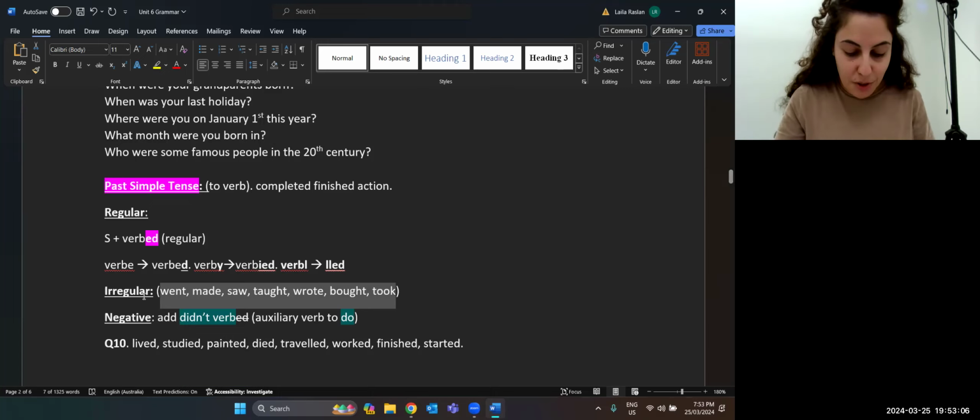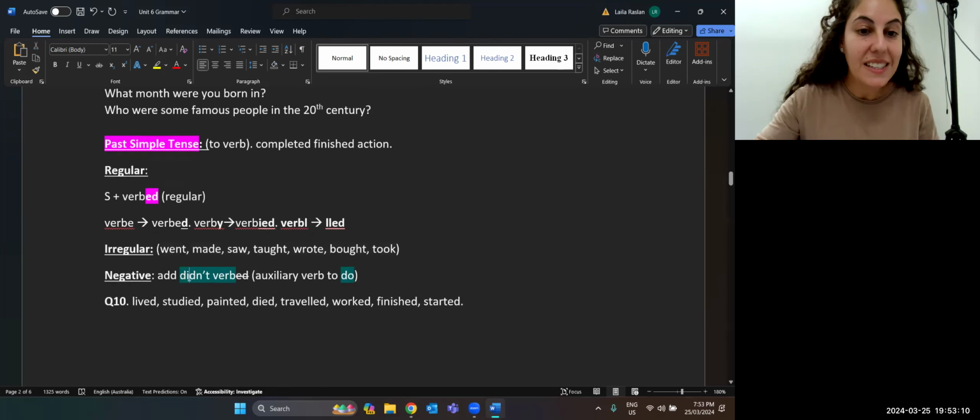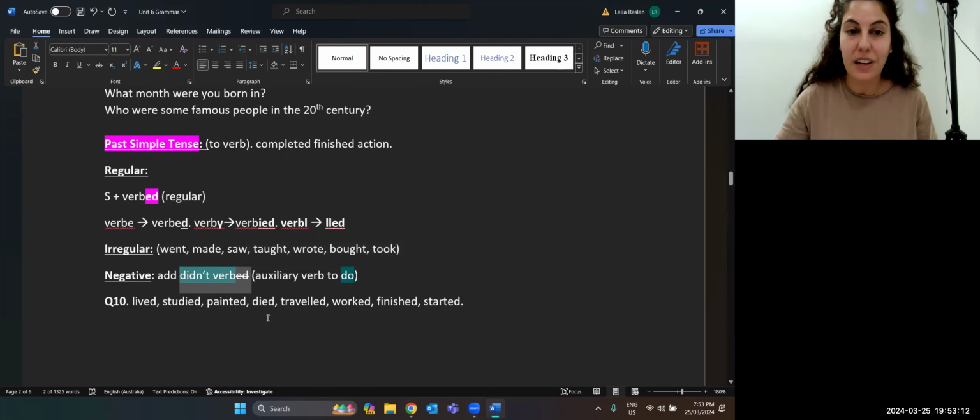What auxiliary verb do you use for the negative? So to make a negative sentence, we say didn't verb. Now remember, there's no ed. So it's like saying yesterday I didn't study. Last week I didn't go to the markets. Last year I didn't travel. Okay, there's no ed. So didn't, did not, verb. Did not go, did not see, did not study, no ed.